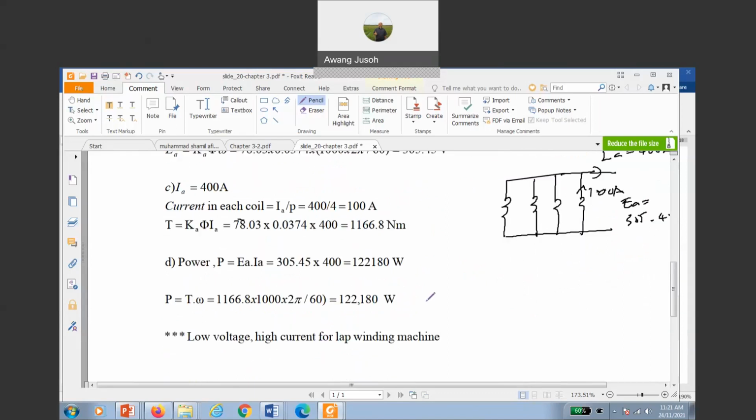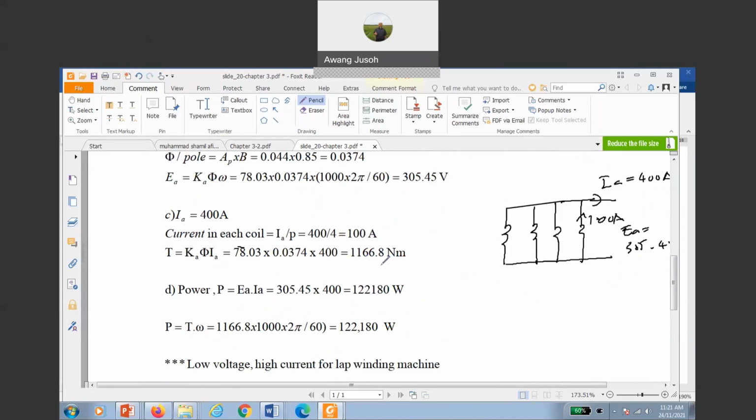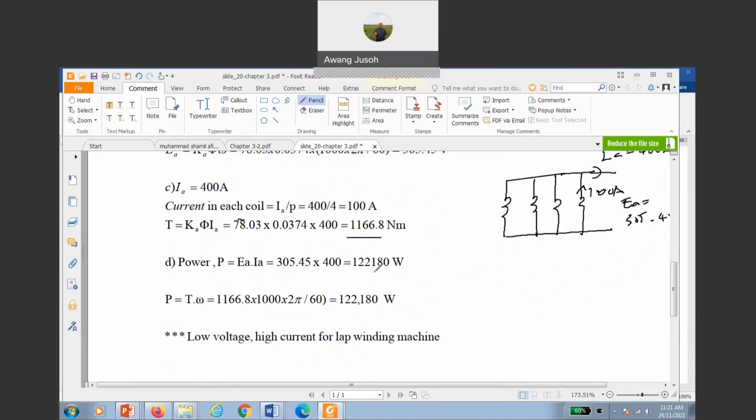We can also work out the power using the formula power equals torque times speed. Just now we calculated the torque already, 1160.8, multiplied by the speed in radian per second. Then we can find the power also. So this gives the same answer, whether we use this formula or that formula.